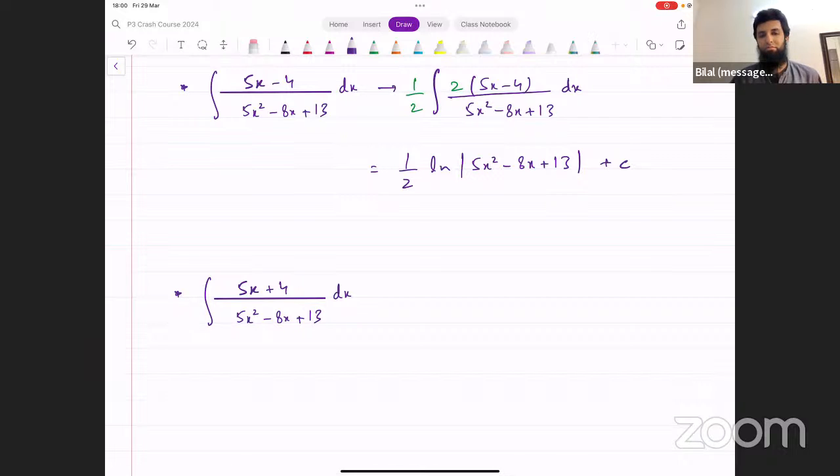What about this now? What's the derivative of the denominator? Derivative of the denominator is 10x minus 4, 10x minus 8, sorry. Can we have 10x minus 8 in the numerator somehow? Can we have 10x minus 8?